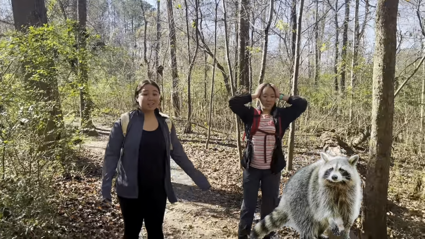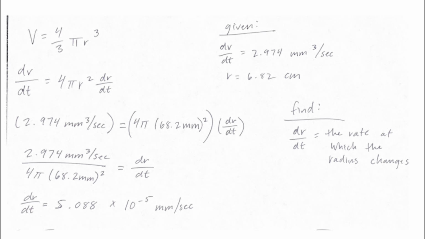It's a raccoon. To first find the surface area of the raccoon's stomach, we have to find dr/dt. To do that, we have to use the volume formula of a sphere. We first implicitly differentiate this formula and get dV/dt equals 4 pi r squared dr/dt. We then substitute the variables we know already, which are dV/dt and r. Because dV/dt is given to us in millimeters, we need to change our radius from centimeters into millimeters. We will then get 68.2 millimeters for the radius.